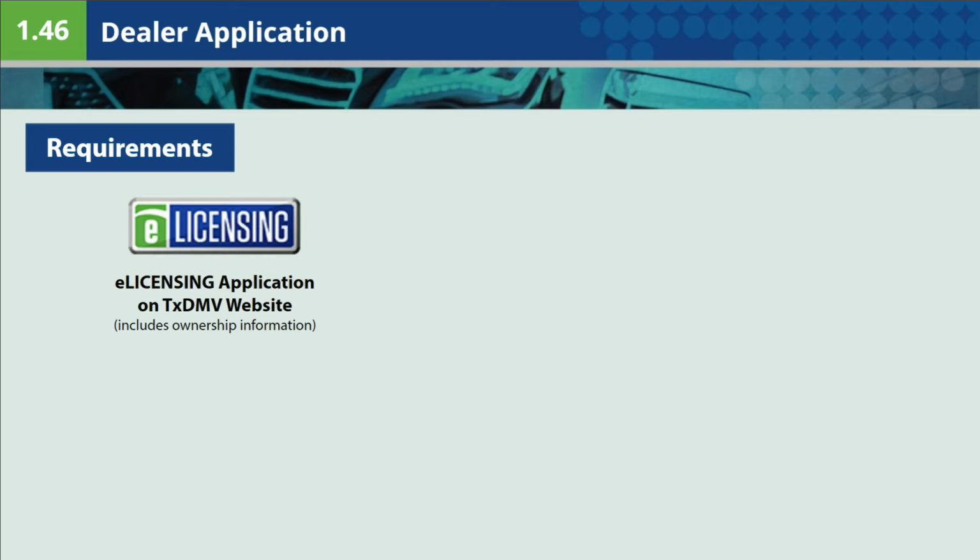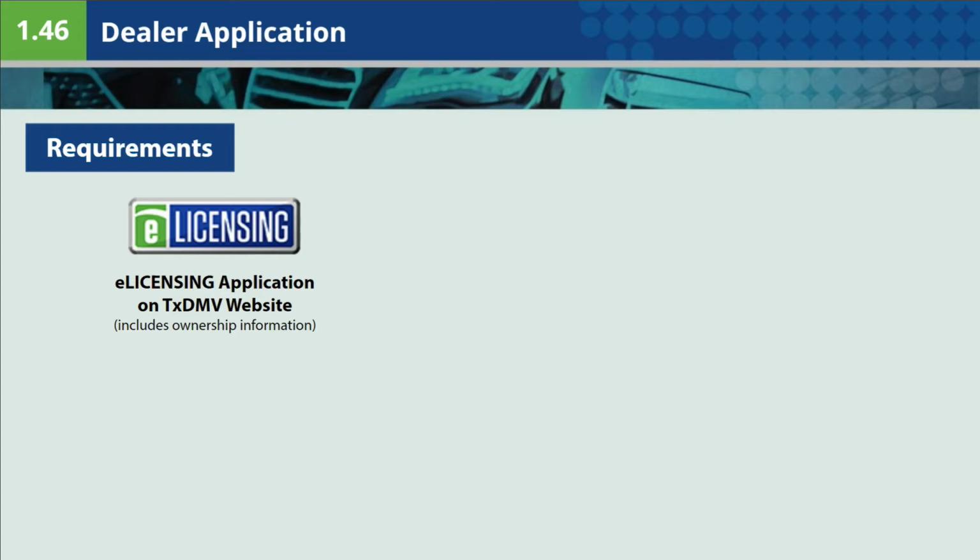All right, you're ready to apply for your dealer's license. So what do you need to provide exactly? Well, clearly you'll have to complete the e-licensing application on the TextDMV website in its entirety. Let's take a look at what documents you'll need.